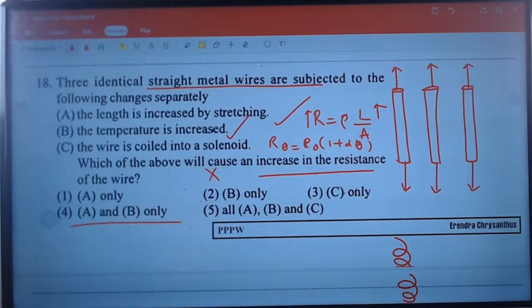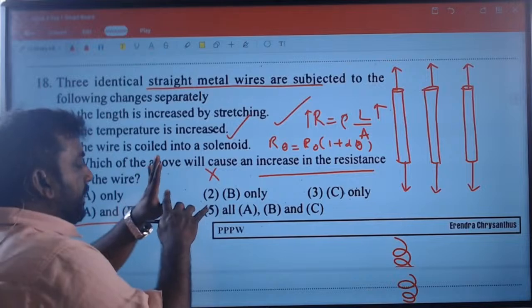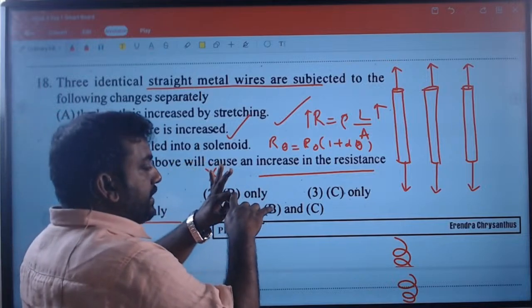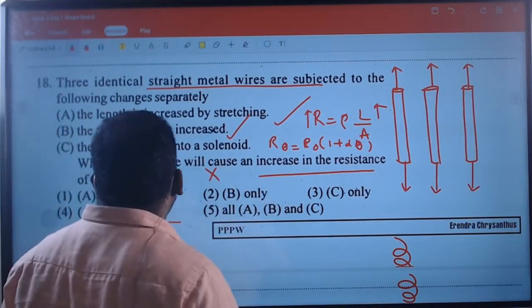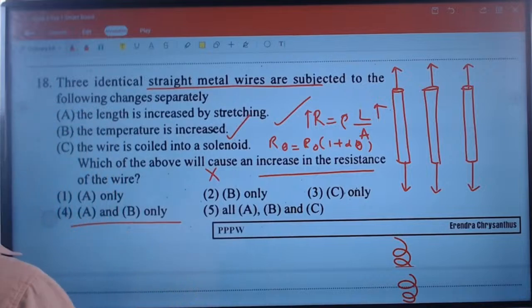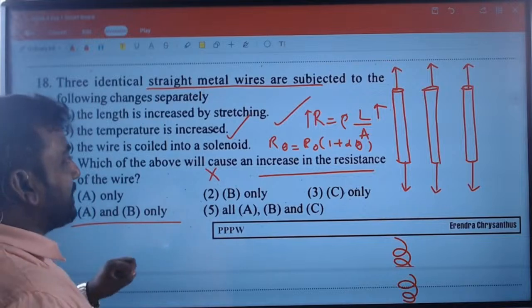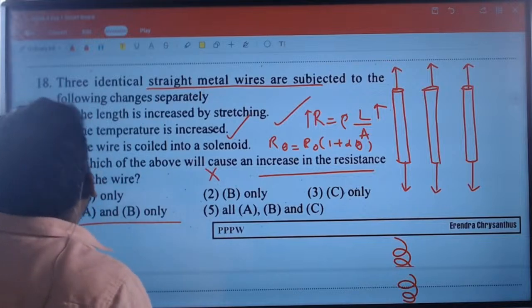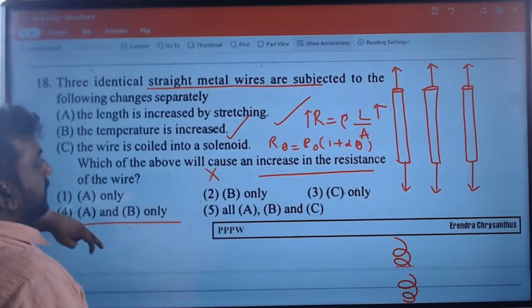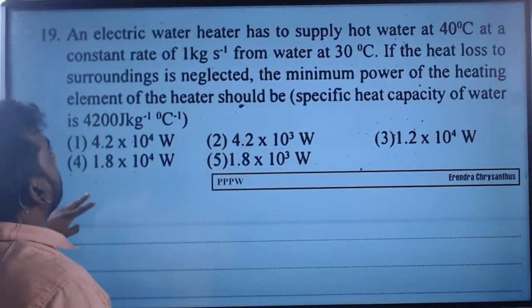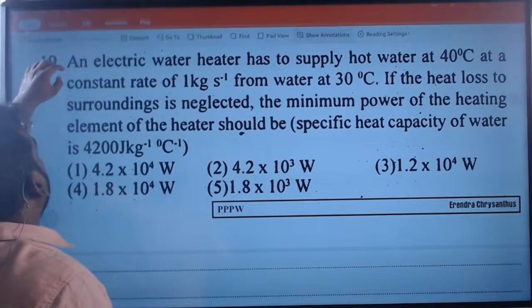By coiling it into a solenoid, the length and cross-sectional area will not change. Therefore, the resistance will not change. Right.